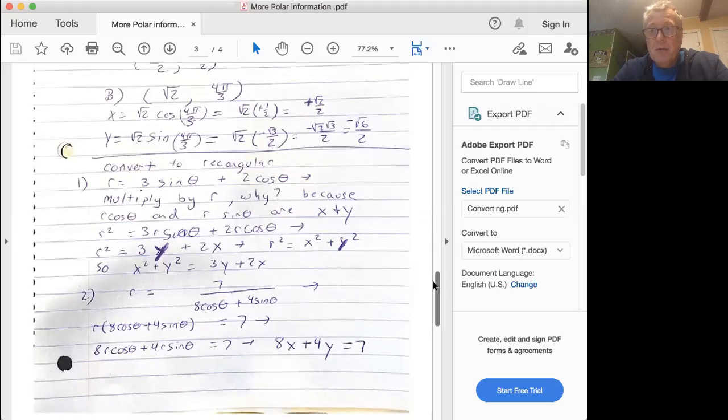So again, we use our conversions. X is equal to the square root of 2 times cosine 4 pi over 3. Cosine 4 pi over 3 is minus a half. So that gives us a square root of 2 times minus a half, or square root of 2 over 2.